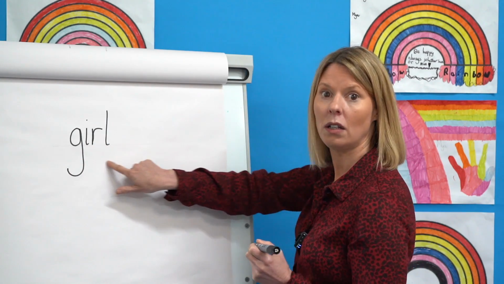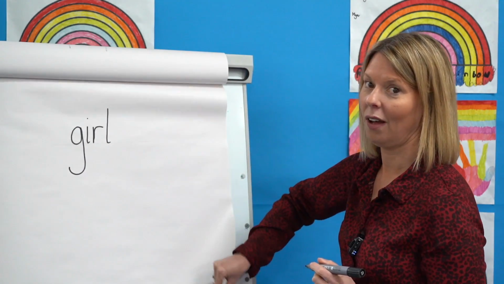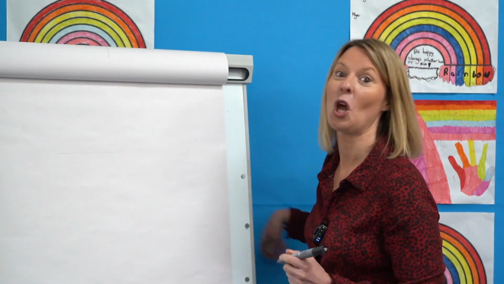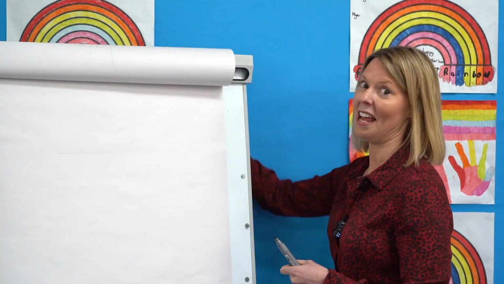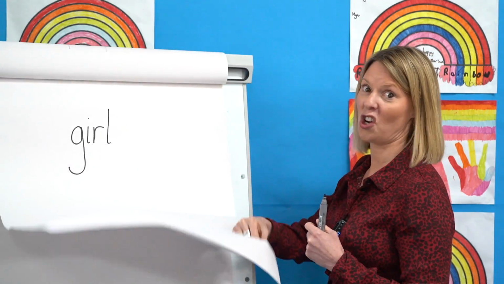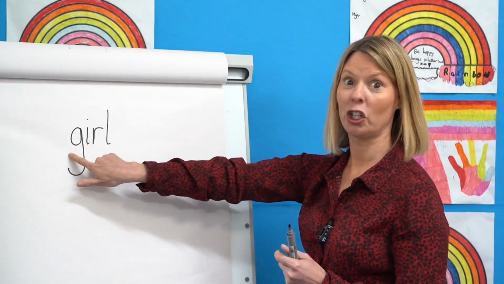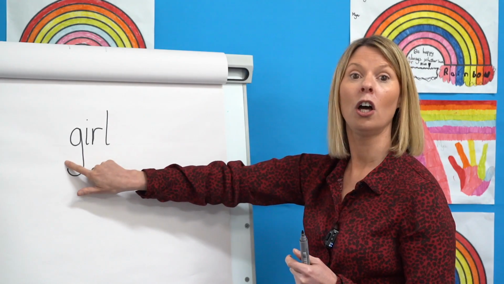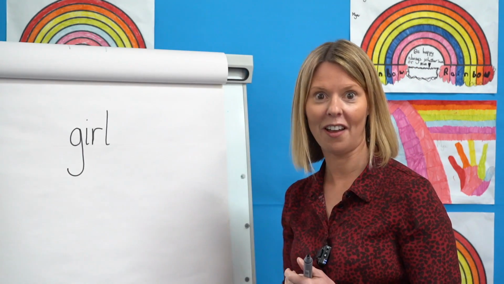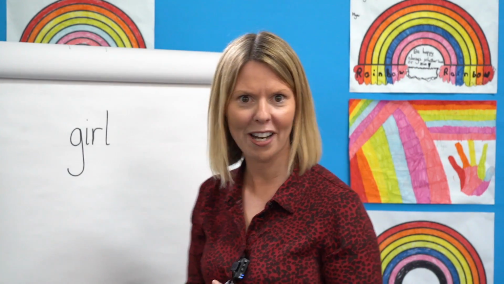Girl. Girl. Hiding time. Your go. Write it down. Don't forget the digraph. You were quick that time. Let's have a look. Let's check our spelling. Girl. Did you get it right? Great job, brilliant.